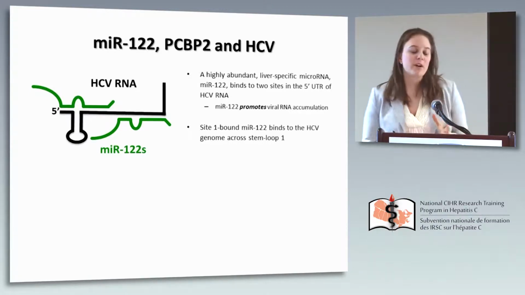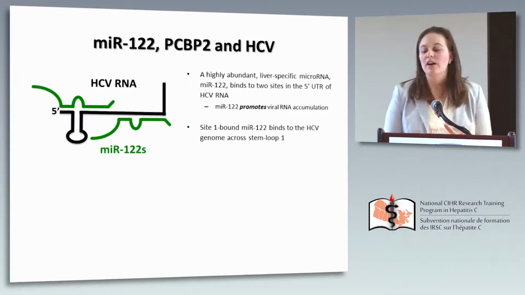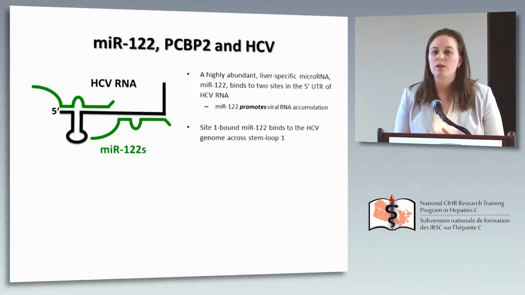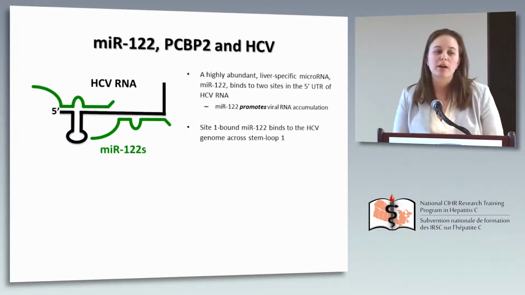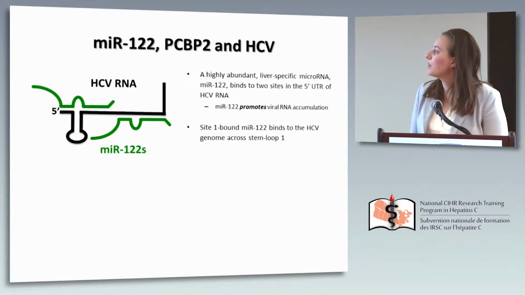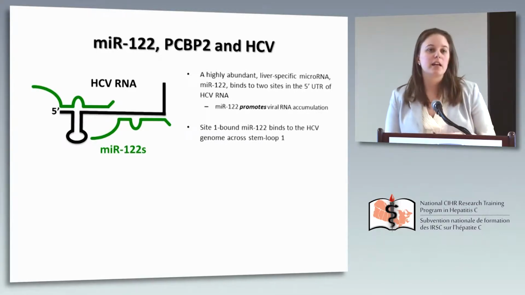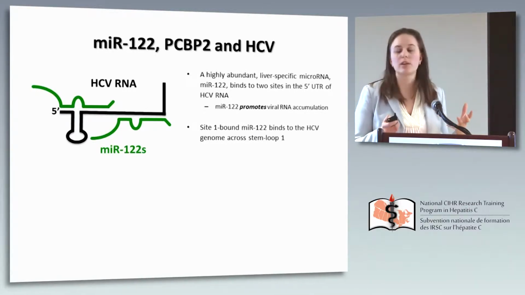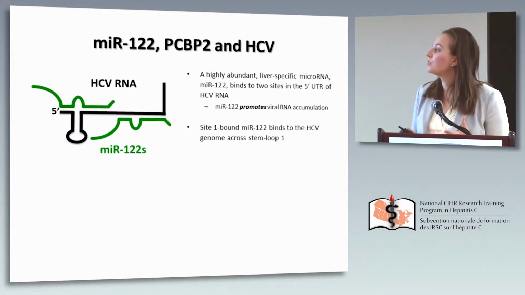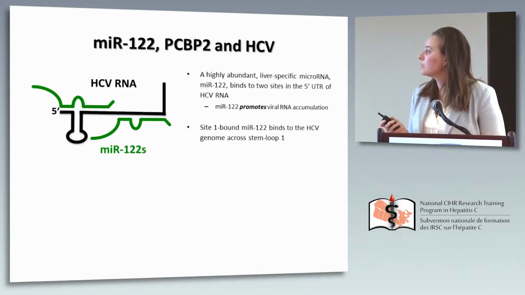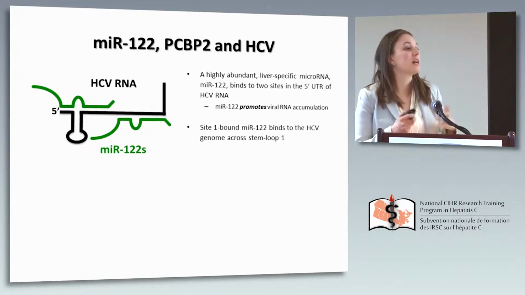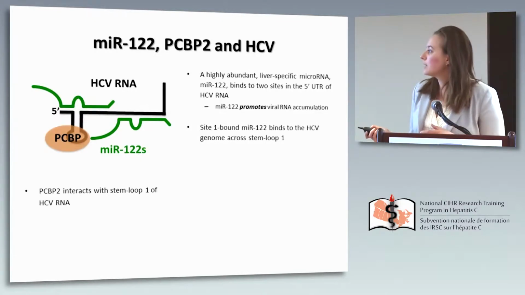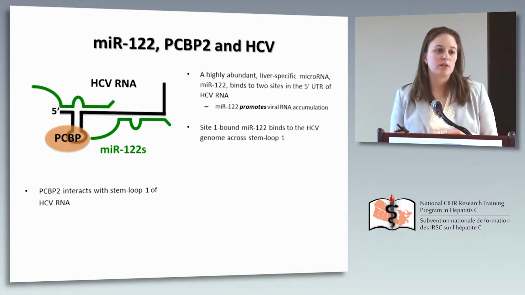As some of you will know, one of my main interests is an interaction at the 5' end of the genome with a human liver-specific, highly abundant microRNA called microRNA 122. MicroRNA 122 is an interesting microRNA because it actually promotes HCV RNA accumulation, which is opposite to what microRNAs usually do. And the site 1-bound microRNA binds across stem loop 1 of the HCV genome, and this is predicted to stabilize stem loop 1. And as I told you, PCBP has been shown to bind to stem loop 1.